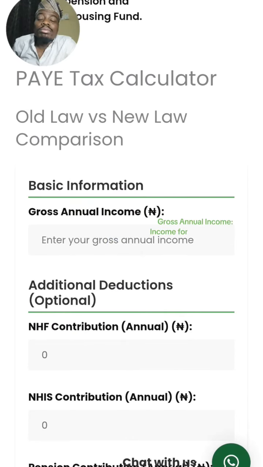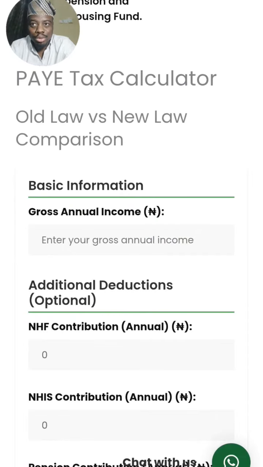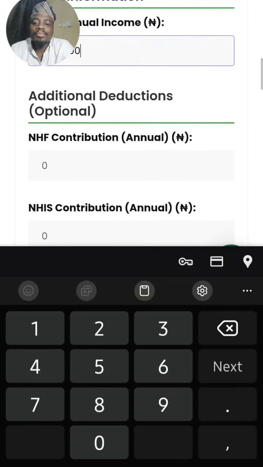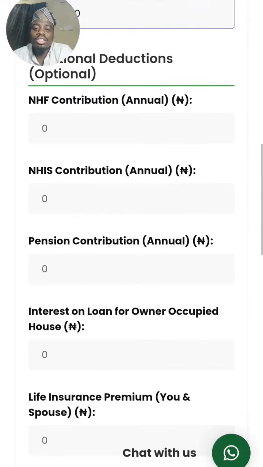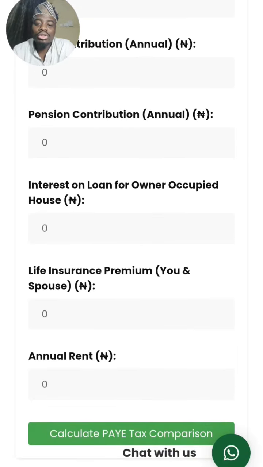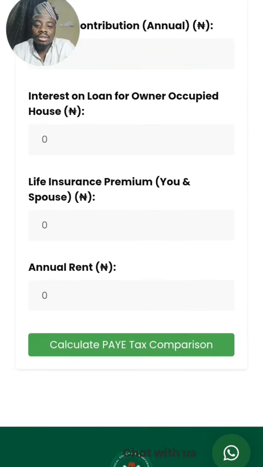Your gross annual income in this context is the profits you have made throughout the year. So let's take for example, someone that gets 100,000 naira a month as salary. Annually it will be 1.2 million naira. Then the next section is additional deduction. This particular section is for deductibles. Whether you have NHF contribution, NHF is National Housing Funds, then NHIS is for the health, then pension contribution, interest on loan, life insurance, and annual rent.